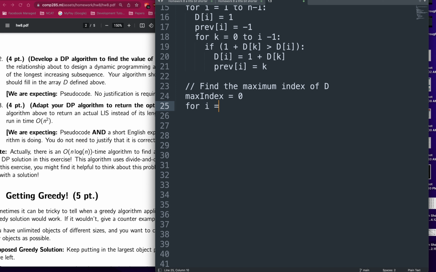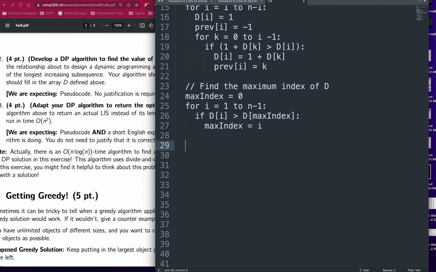And we say for i equals 1 to n minus 1, if d[i] is bigger than d[max index], then max index equals i. And then when you're done, max index is going to point you to the biggest value. So that is the index where you ended.